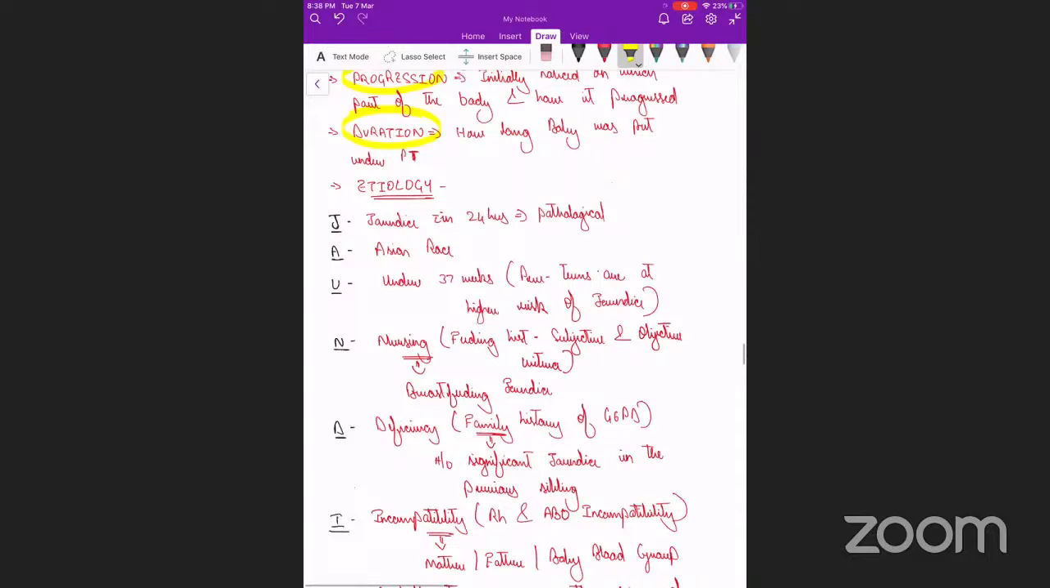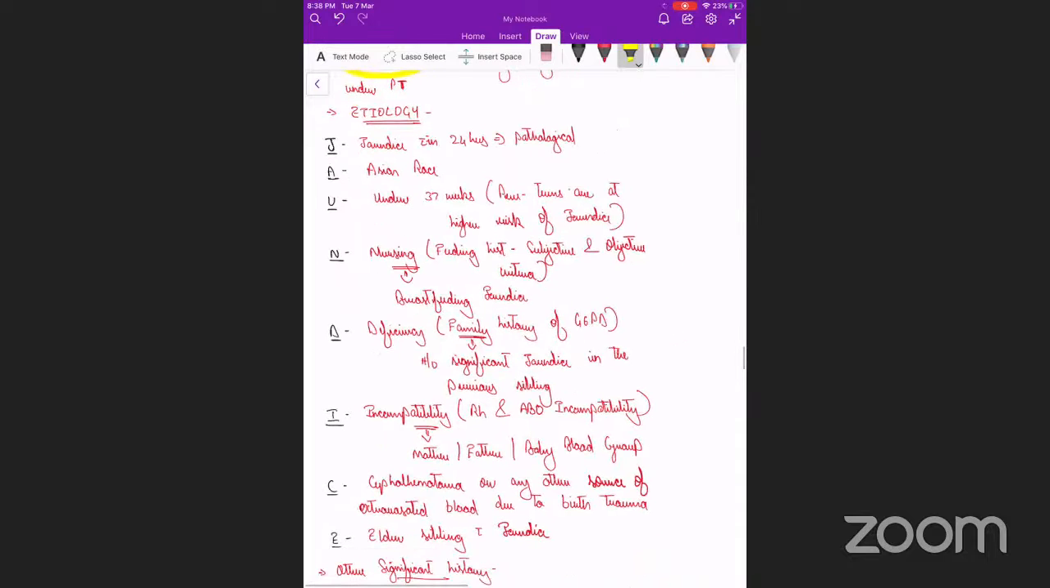For this we have a mnemonic, that is JAUNDICE itself. So jaundice within 24 hours of life, we call it pathological jaundice. Asian race, they are more prone for neonatal jaundice. Under 37 weeks, usually preterm newborns, since in preterm newborns the enterohepatic circulation and gut is not fully developed, they are more prone for neonatal jaundice again.